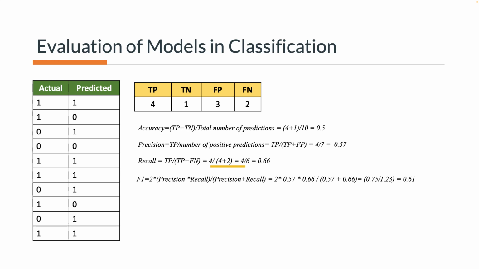To calculate recall, we divide true positives by the sum of true positives and false negatives. True positives is 4, false negatives is 2, so it will be 4 divided by 4 plus 2, which gives us 0.66. To calculate F1, we just do 2 multiplied by 0.57 multiplied by 0.66 divided by the sum of 0.5 and 0.66, and that gives us 0.61.